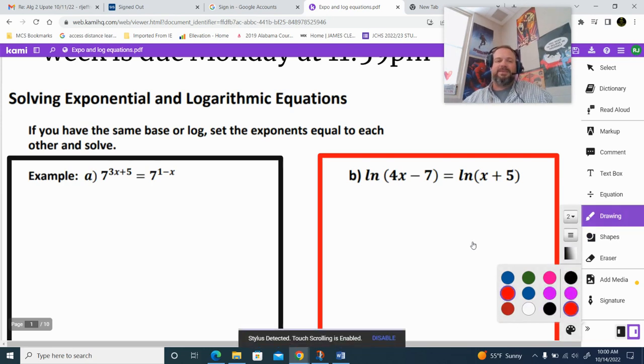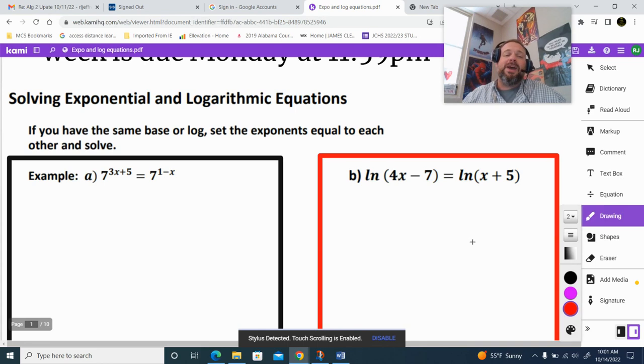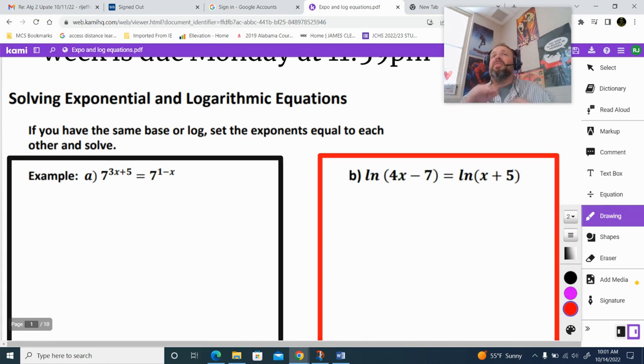So if you have the same base, log, natural log, whatever, you set the exponents equal to each other and solve. This is as far as we're actually going. We're not doing this where we've got to get one of the sides and take a log. So we're going to take these exponents right here and we're going to solve.